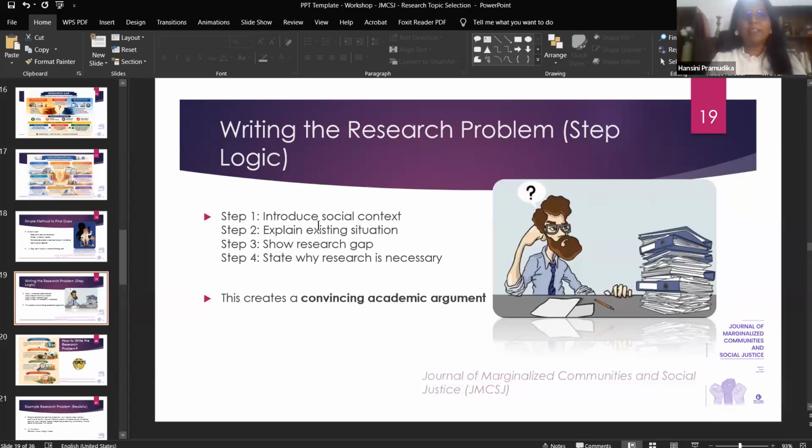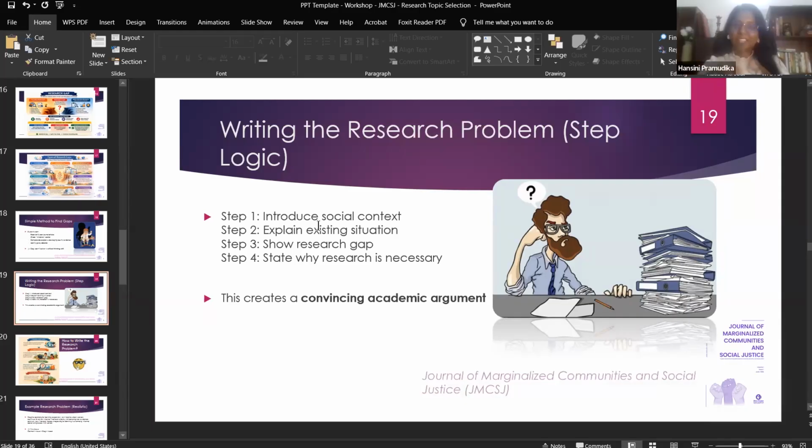Step 1, introduce social context. Without mentioning the context, there is no point in describing the research problem, right? So first of all, you have to come up with the social context and then explain the existing situation. So you already observed that there is an issue, so you have to mention that thereafter. And as step 3, show the research gap, right? After discussing the research issue, the situation, then you can mention the research gap as well. That's why I'm conducting this particular research, like that.